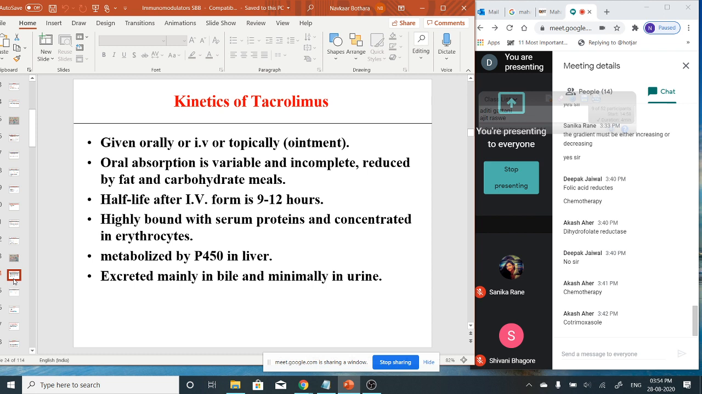Kinetics: it can be given orally, IV, or topically as an ointment for skin disorders and immune reactions. Oral absorption is variable and incomplete. It is reduced by fat and carbohydrate meals.